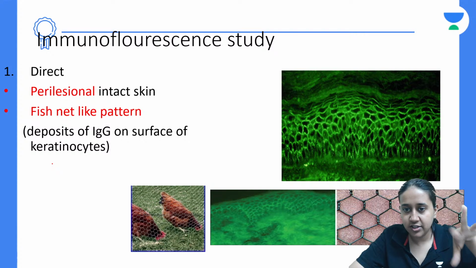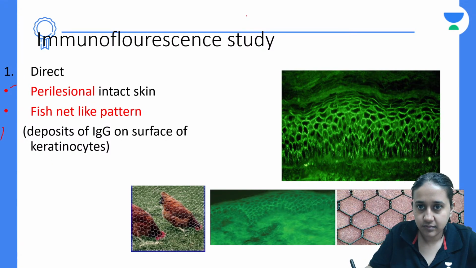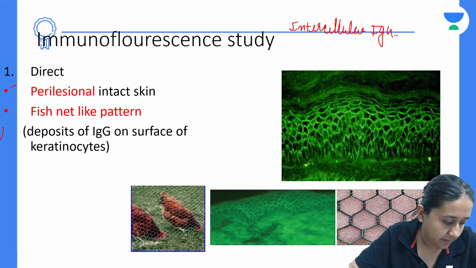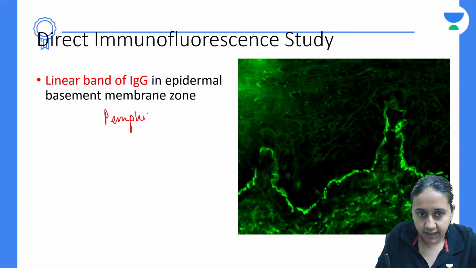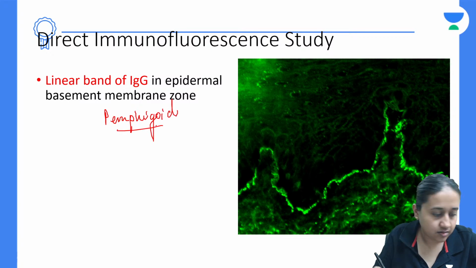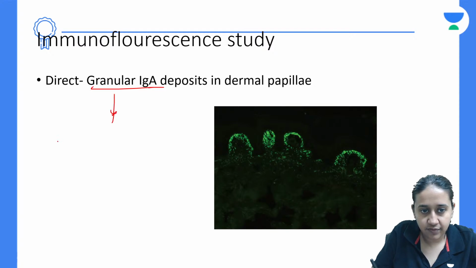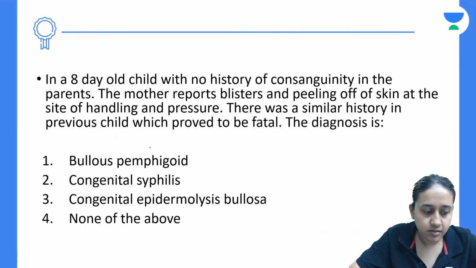You can see that in the patients of pemphigus you have intercellular IgG, like a fish net or a chicken wire pattern. In pemphigoid you have a linear band like a ribbon candy appearance, while you have granular in the patient of dermatitis herpetiformis. Next question.